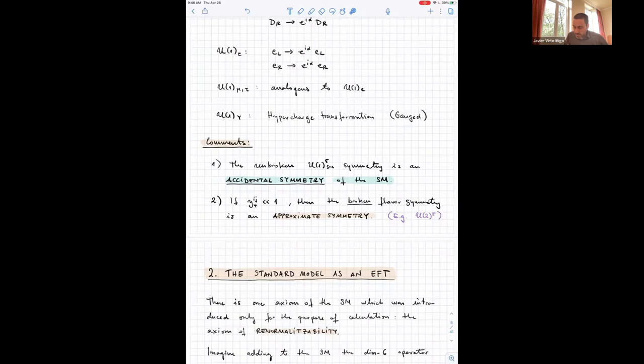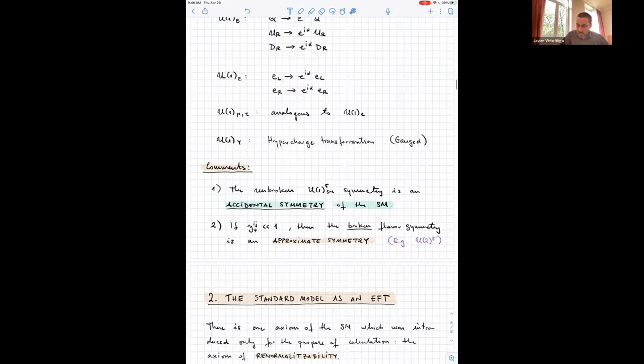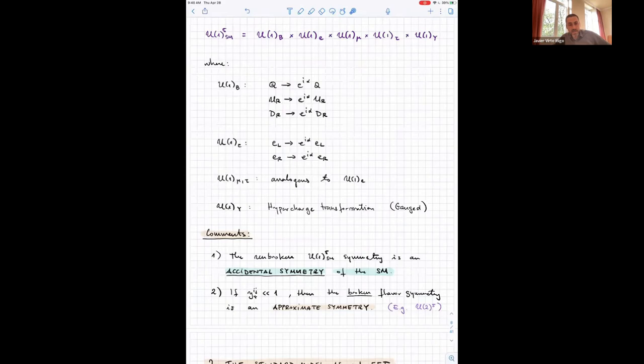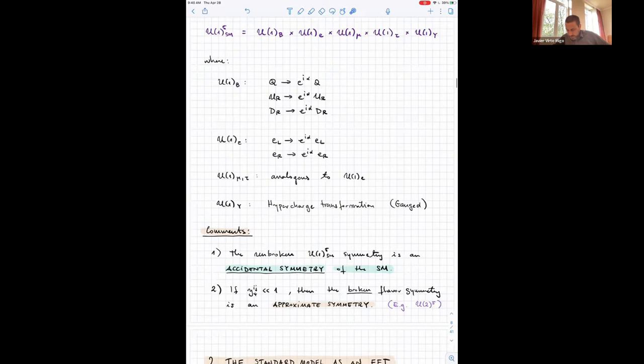two comments at this stage. This unbroken U(1)^5 symmetry of the standard model is called an accidental symmetry of the standard model. And it's called an accidental symmetry because it's not something that is imposed, but something that appears for free from the gauge symmetry. It's not related to the gauge symmetry, but when you impose the gauge symmetry, you immediately get for free this global symmetry, and this is called an accidental symmetry.